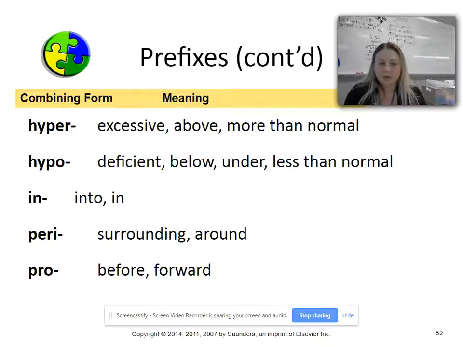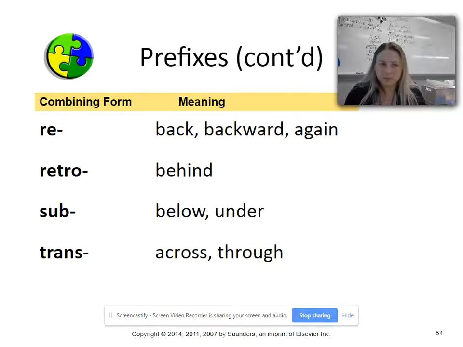Pro is before or forward. Trying to think of a word with pro. Anyways, re is backwards, like retro, reverse. Retro, behind. Sub is below or under, like substernal means below your sternum. We use that term to refer to chest pain. Then you have trans, which is through, like transdermal, like a transdermal injection, which is where they stick a needle through your skin.